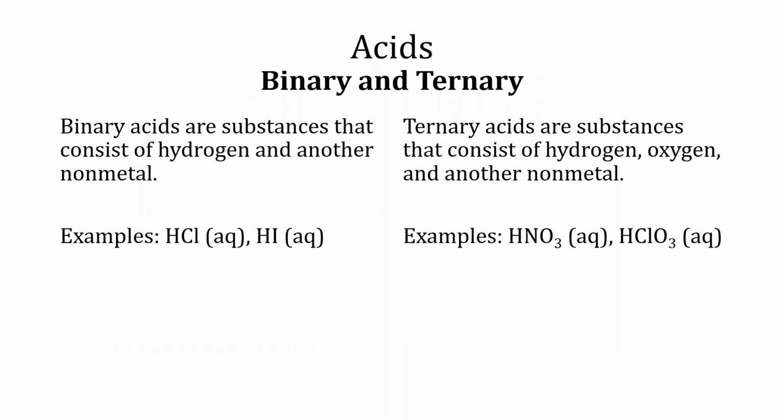Acids have two branches of naming, binary and ternary. Binary acids are substances that consist of hydrogen and another nonmetal. Examples are HCl(aq) and HI(aq). Ternary acids are substances that consist of hydrogen, oxygen, and another nonmetal. Examples are HNO3(aq) and HClO3(aq). As you can see, acids are in aqueous state, meaning it is dissolved in water, and these substances start with H in its form.